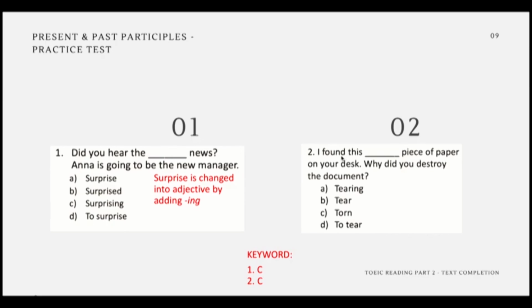Meanwhile, for the second one, the answer will be torn. Why is it so? Because this is in the form of a passive. I found this torn piece of paper on your desk. Why did you destroy the document? In this case, if I translate it in Indonesian, saya menemukan kertas yang disobek ini di mejamu. Mengapa kau menyobeknya? This is the answer.